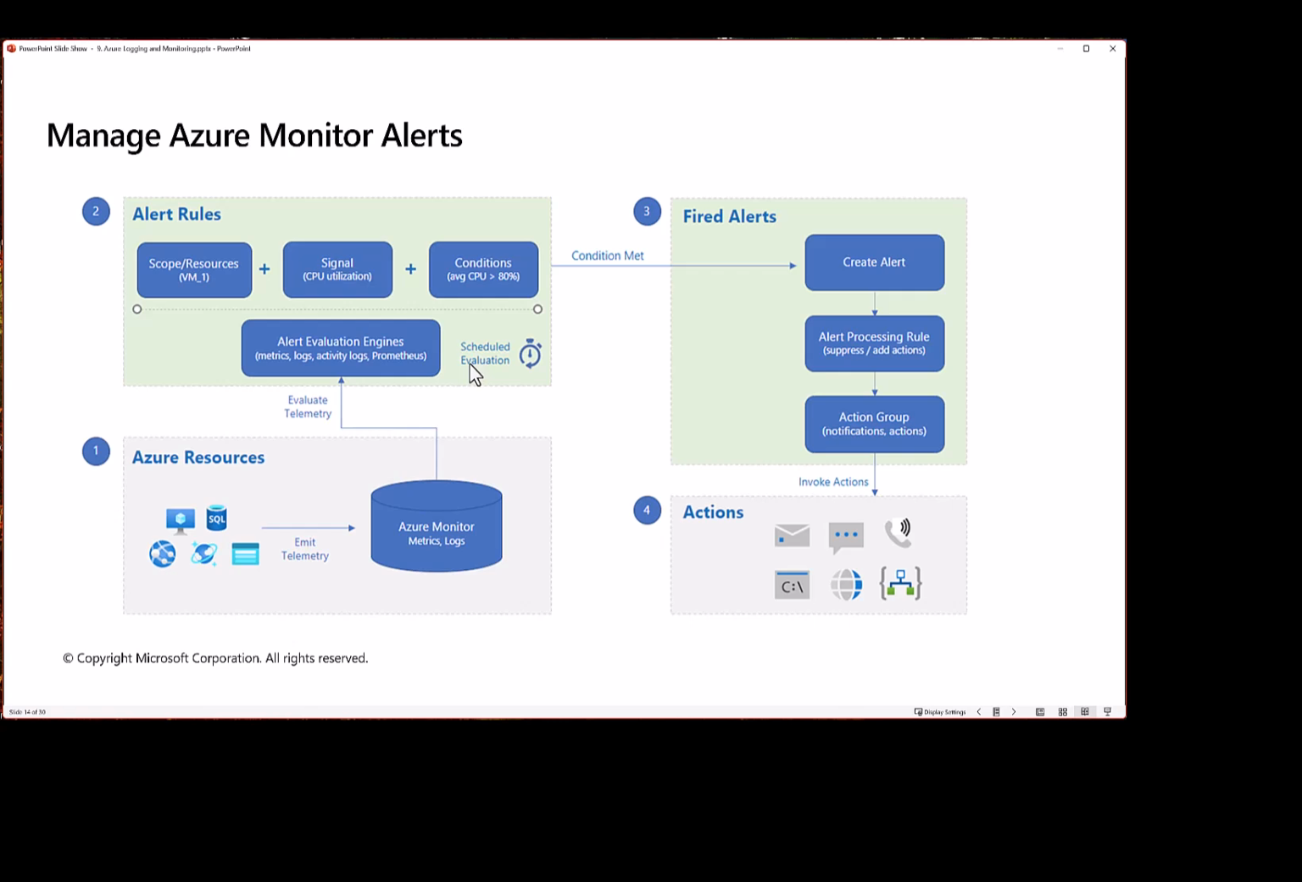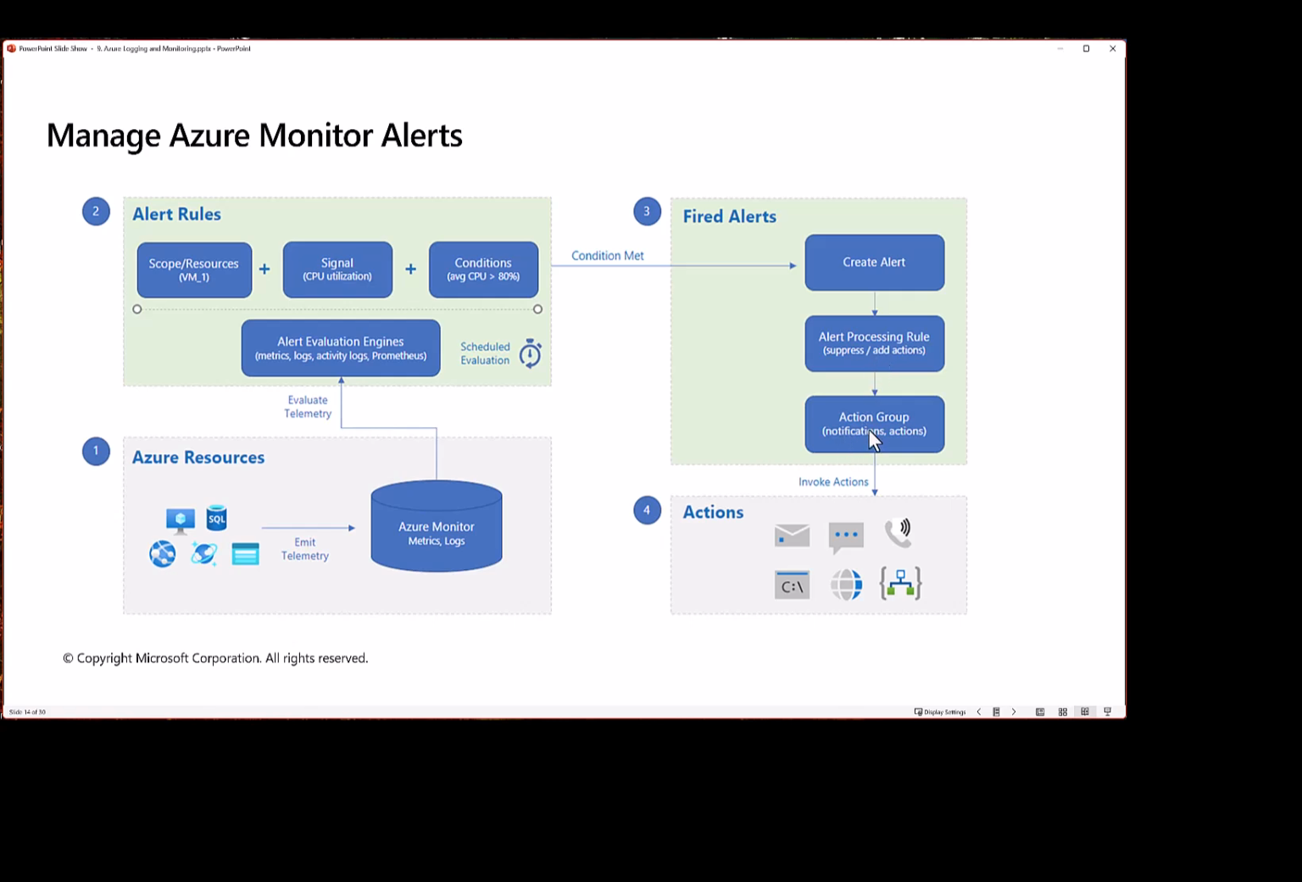So for example, which resource? For example, I can say, please look at this resource, VM1 for example. Signal क्या है उसका? CPU utilization. और condition क्या है? CPU greater than certain percentage. So when this is a rule, when these conditions are met, it will fire an alert. When the alert gets fired, it will say what to do.